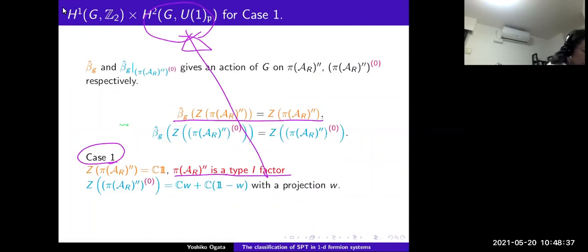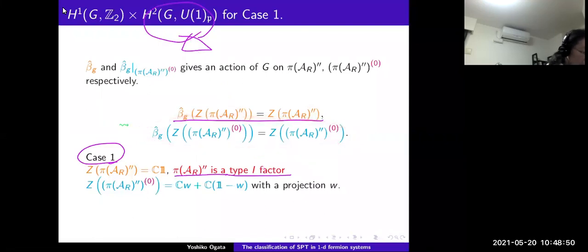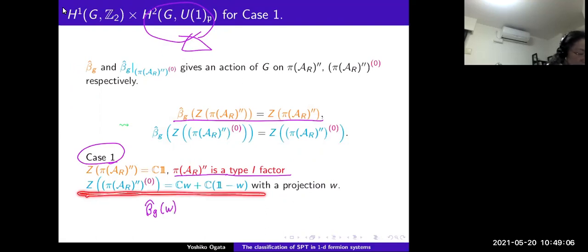And what is this one? This is just a group homomorphism from G to Z2. How can we find such a thing? It comes from this observation: beta g hat does not move the center of the even part of the algebra. And this center of the even part of the algebra is given by some projection W like this.